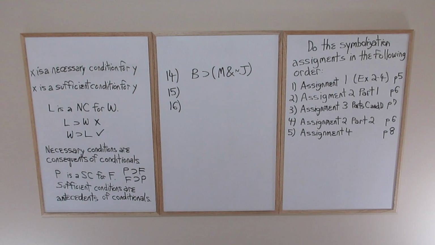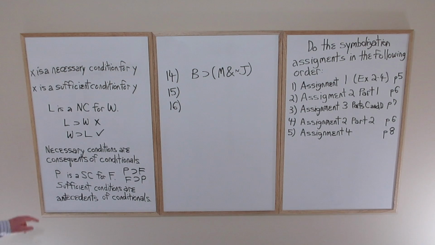W horseshoe L. So what that tells us as far as symbolizing goes is that necessary conditions, that is to say, whatever simple sentence is identified as being a necessary condition, or it may be a more complex sentence, but in this case it's just a simple sentence, whatever is identified as a necessary condition is the consequent of a conditional, not the antecedent. Now we can turn to sufficient conditions.